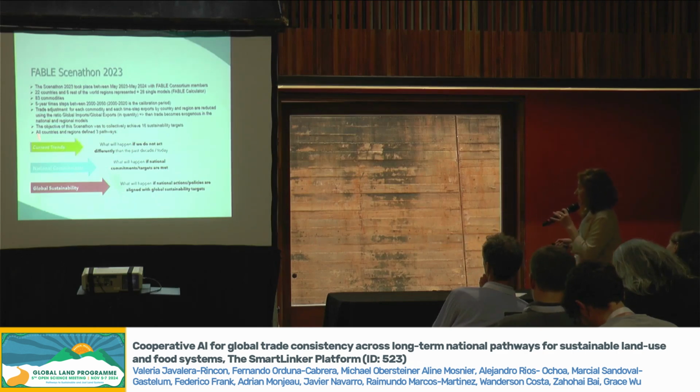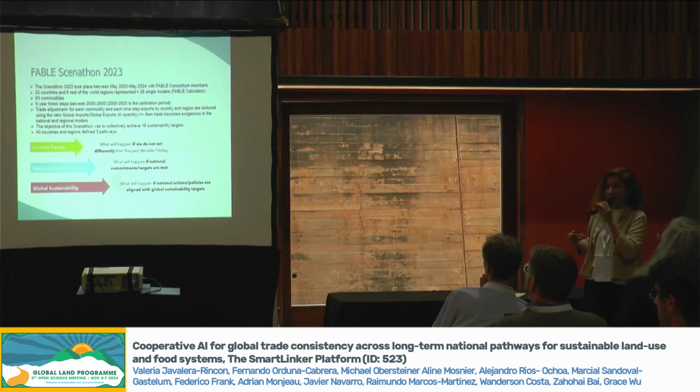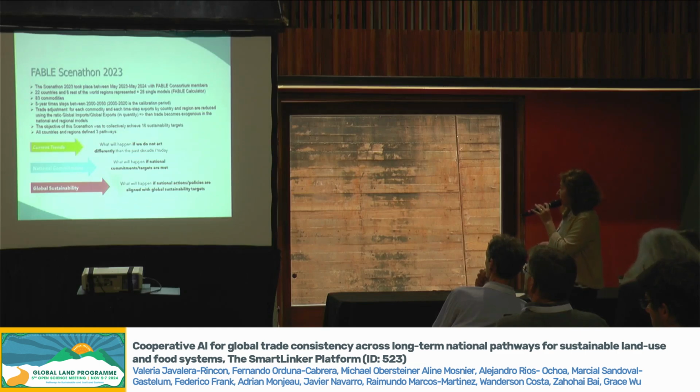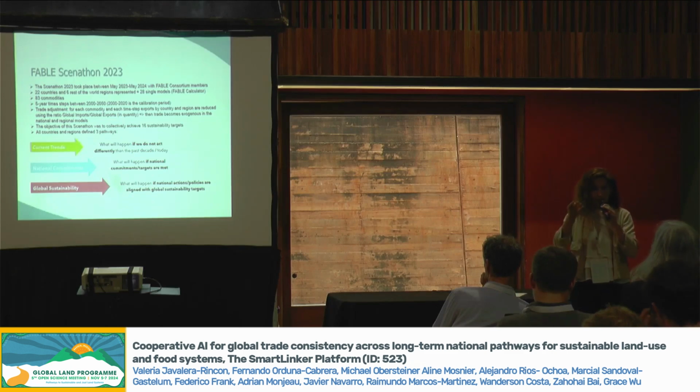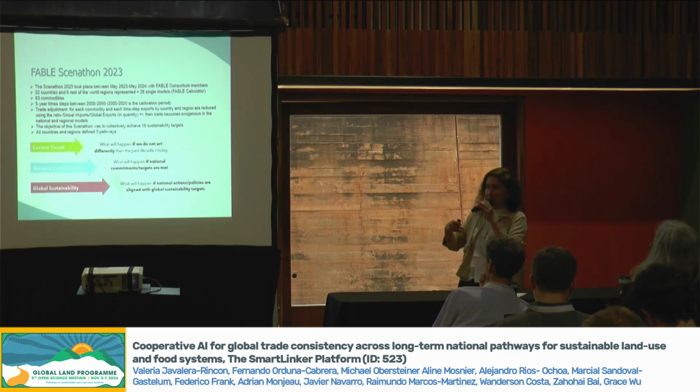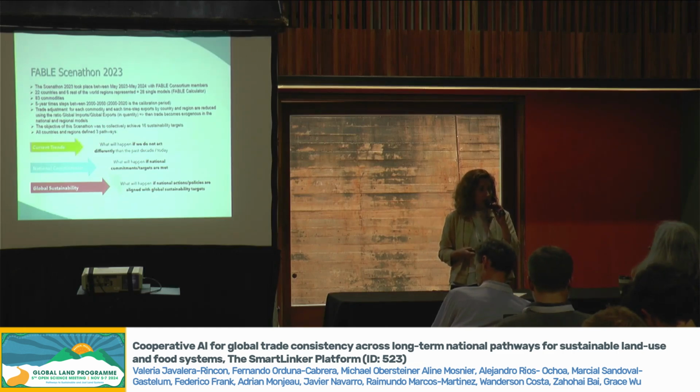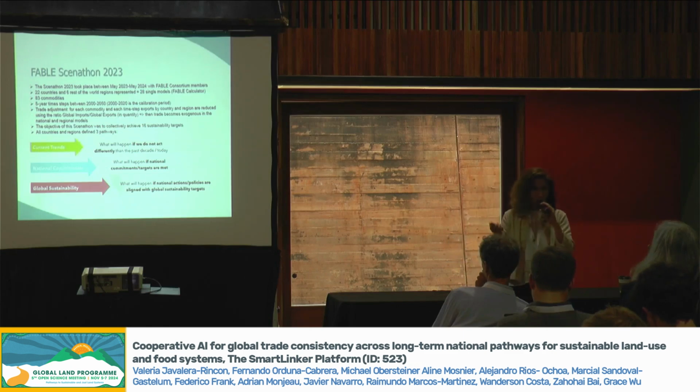So we have three scenarios. We have the current trends, which is what happens if we don't act any differently. Then we have national commitments, where each country considers their national commitments only, or their priorities at the national level. And then we have global sustainability: what will happen if national actions and policies are aligned with our global sustainability targets, or if all countries concentrate on achieving the global targets, more or less forgetting about national priorities. So this is what this method can balance, where each country can submit their contributions based on their own expectations, priorities, etc., and also considering the global targets.